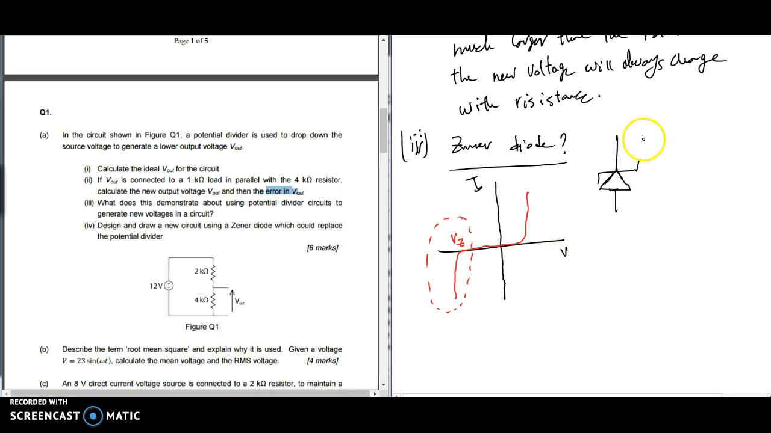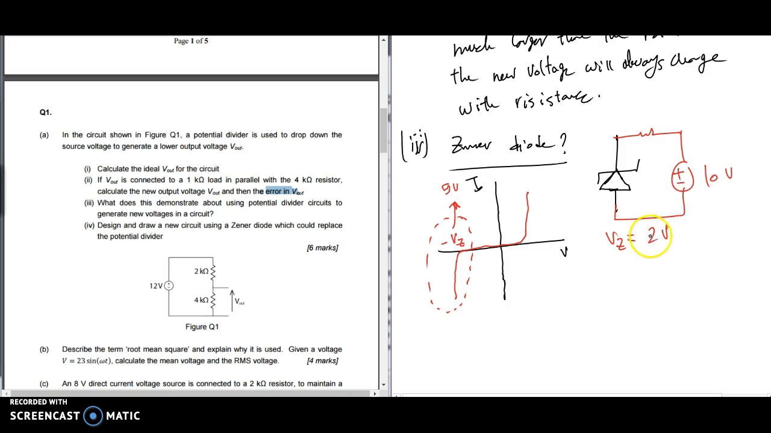What does that mean? If you provide a voltage beyond Vz, say Vz is equal to 5 volts, then any voltage above 5 volts will not increase the output. Whatever voltage you provide, the Zener diode will only allow 5 volts. To show you an example, here there's a resistance, let's say the source is 10 volts and Vz is equal to 2 volts. That's the characteristic of this diode.